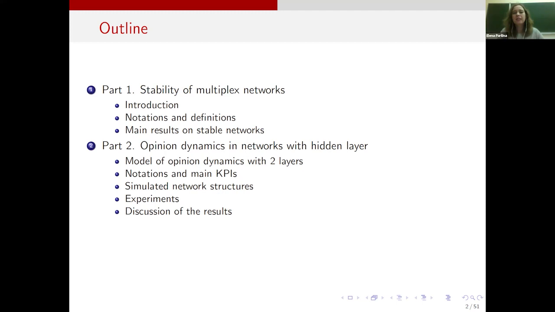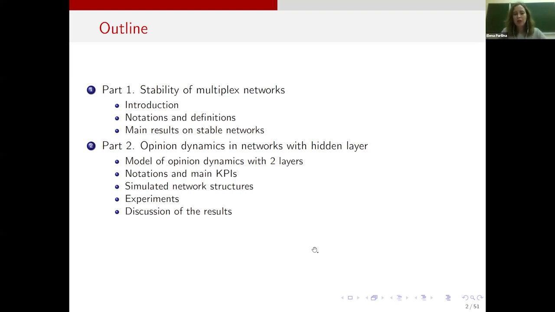The presentation is divided into two parts. The first part is without dynamics. So it will be the model of game theory from about multiplex networks and the concept of stability applied to this class of networks. So I will introduce notations, networks, and so on, and discuss some results that we obtained with GMR on this part.